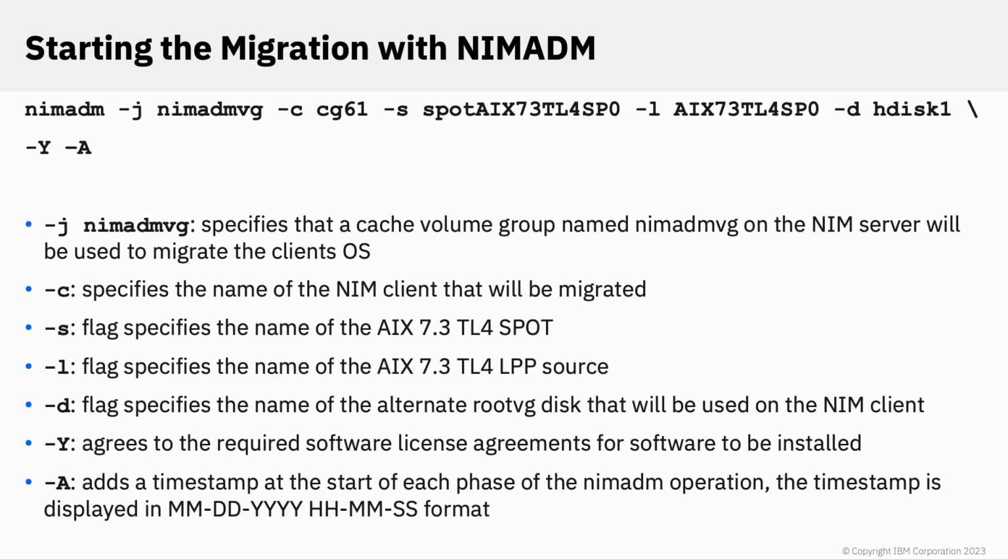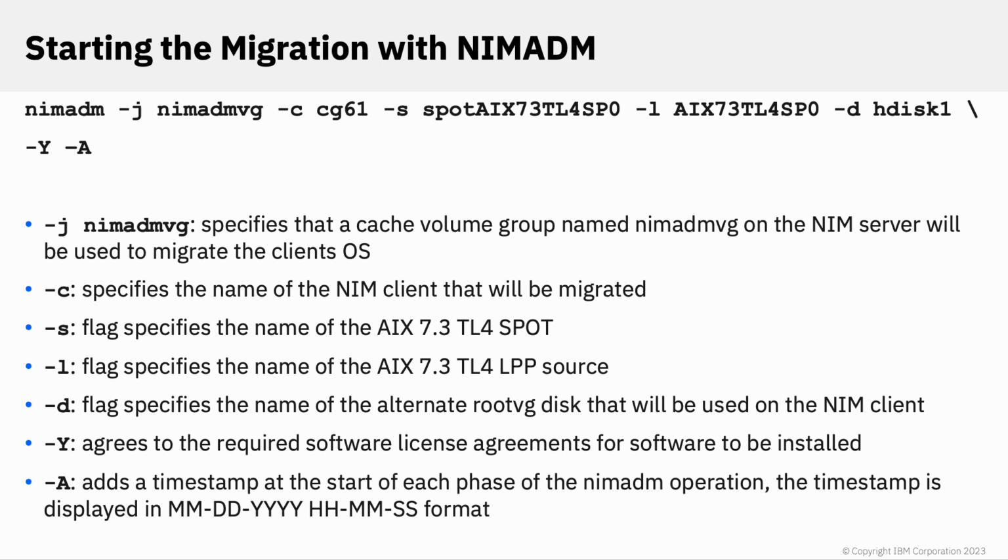The -c option specifies the NIM client, which is CG61 in this case. It's the same as the PowerVS VM name. The -s and -l flags define the AIX 7.3 TL4 spot and the LPP source that will be used for the migration. -d selects the alternate rootvg disk, hdisk1, and -j specifies that a cache volume group will be used on the NIM server to perform the migration. The -Y flag accepts the required software licenses. The -A flag adds a timestamp to each phase of the nimadm migration that we can watch while the migration is performing.